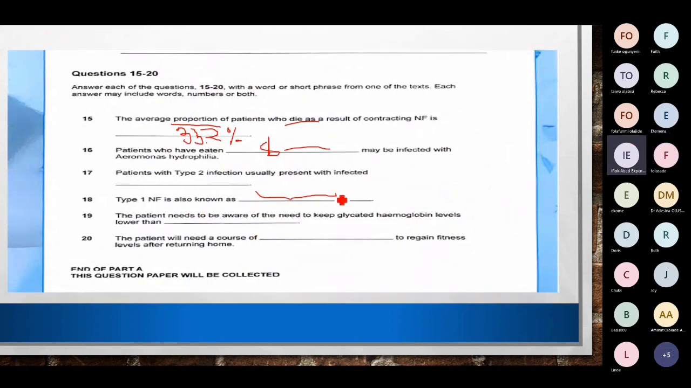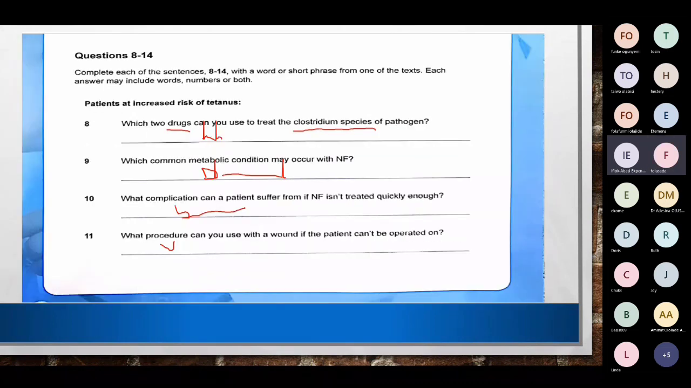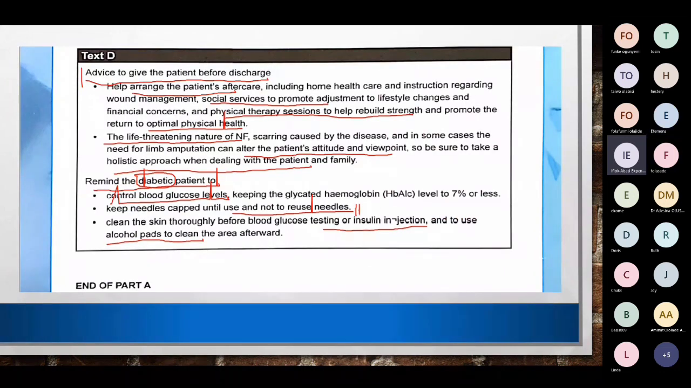Question 19 says the patient needs to be aware of the need to keep glycated hemoglobin levels lower than what? Which text talks about it? Text D, advice, right? Under diabetic patients. The answer is going to be numerical information, right? So let's look for it in Text D.